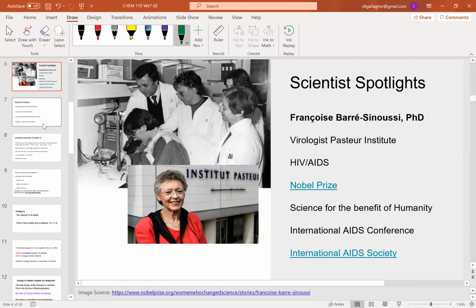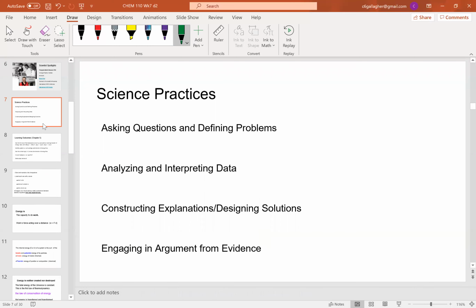So if we think about science practices, that's important because we want to ask questions and define problems. That's really, say, for example, what Francoise is doing. They're trying to understand why a certain disease results, and they analyze and interpret data to make sense of patterns in the disease. And then they construct an explanation, say, for example, that HIV was caused by a virus and not a bacteria. And then they engage in argument from evidence. So being able to isolate and determine what virus was responsible for causing this disease was really the work that Francoise and her partners did.